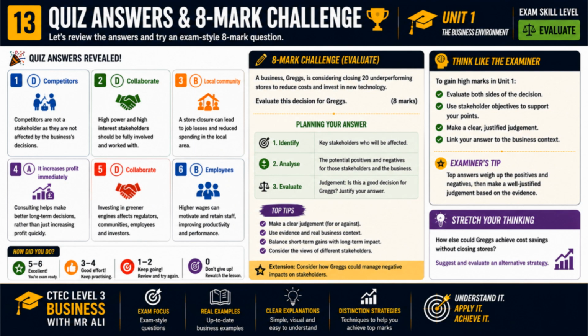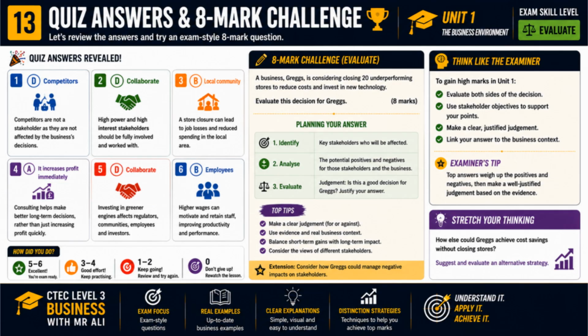Again, remember our top tip of thinking like an examiner: evaluate both sides of the decision, use stakeholder objectives to support your points, make a clear justified judgment, link your answer to the business context, Greg's, and them closing 20 stores. Top answers weigh up the positives and negatives, then make a well-based judgment based on evidence. You have to justify it.